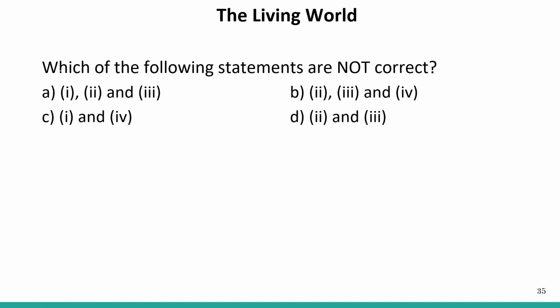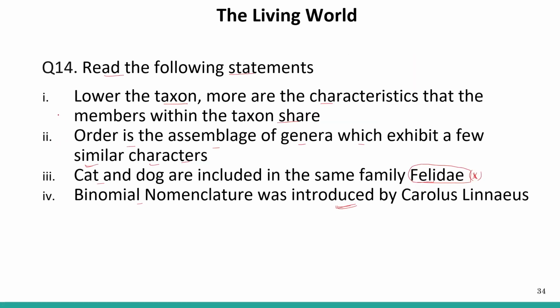These are the options and you have to select which of the following statements are not correct. So what should be the answer? Option D is the correct answer. This one I have told you is not correct. Option 2, order is the assemblage of genera which exhibit a few similar characters, they are saying.